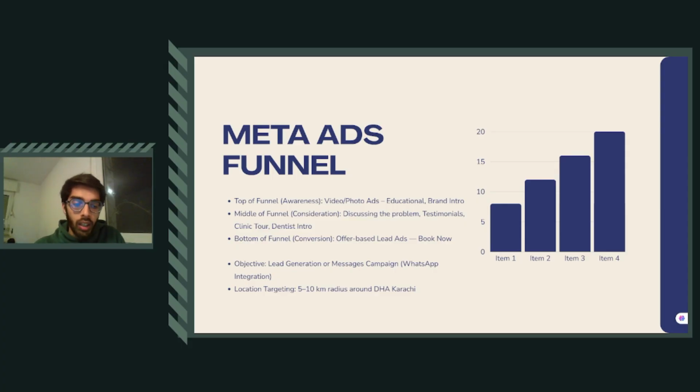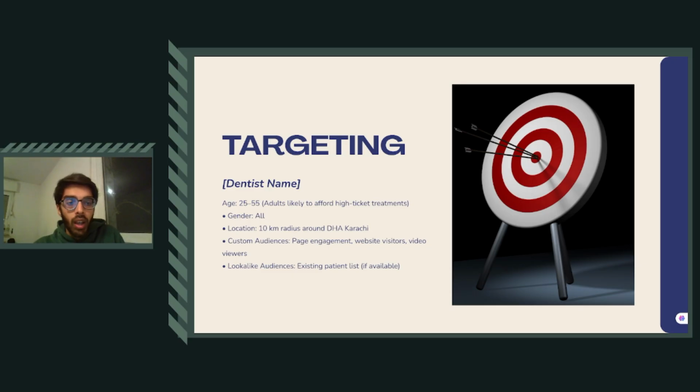The main targeting location would be around a 5 to 10 kilometer radius around DHA Karachi. One of the most important things being discussed after the Andromeda update is targeting. As per our general idea of our past customers, here is the main crux. Again, after the discovery call we'll have actual data, but for now the age is 25 to 55, adults likely to afford high-ticket treatments, whether chipped tooth, braces, implants, and whatsoever.